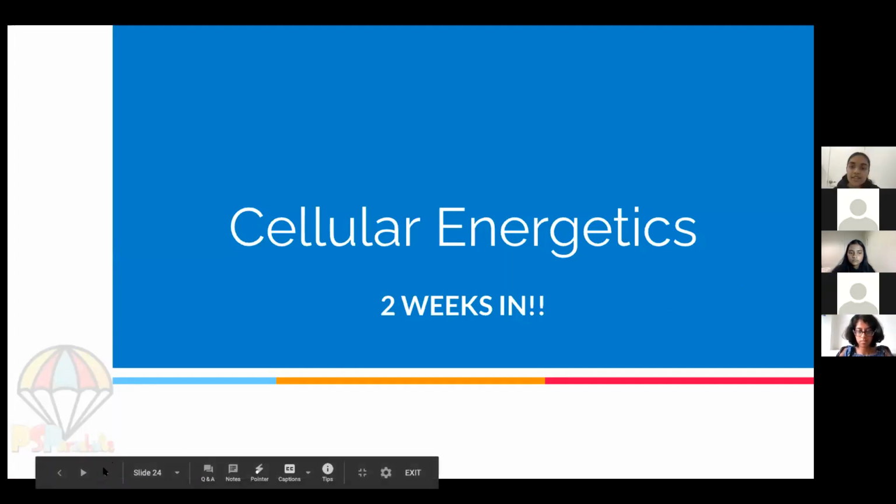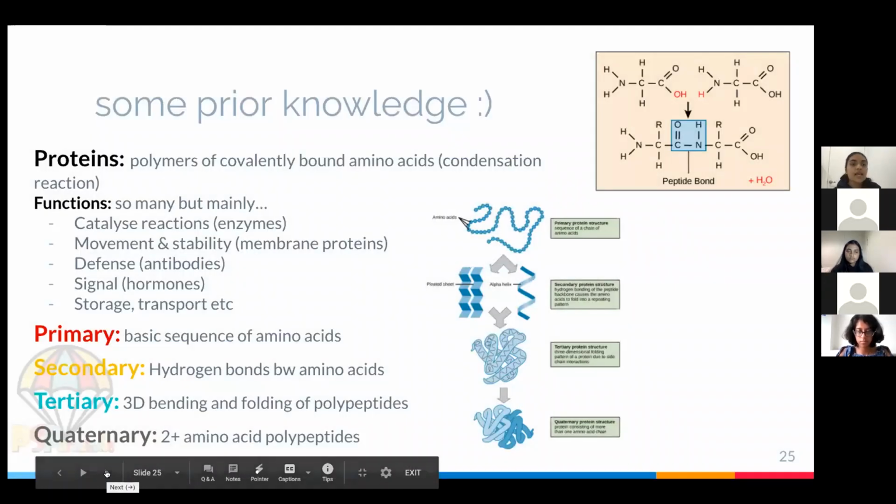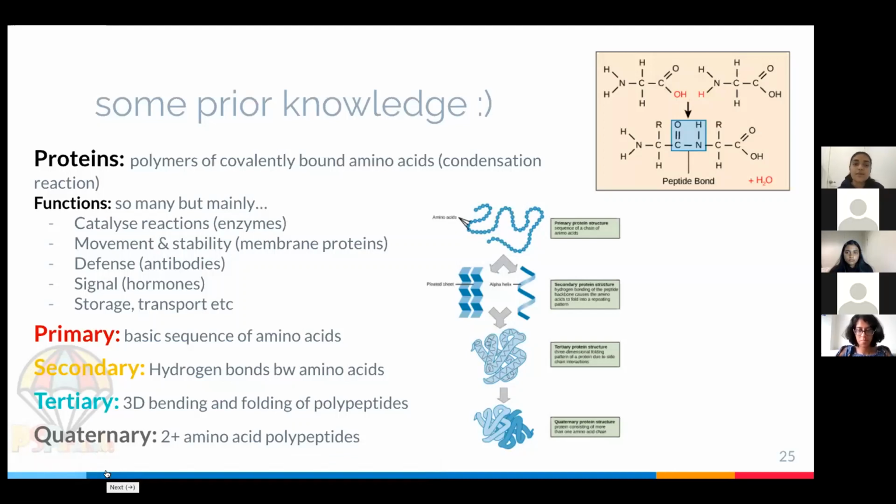So I'll be covering cellular energetics this week. Next slide, please. Yep, so this is just some prior knowledge. So you might have learned it in biology or even in chemistry. A lot of you probably would have done chemistry. So basically proteins, they are polymers of covalently bound amino acids. So these amino acids basically join together to form proteins.